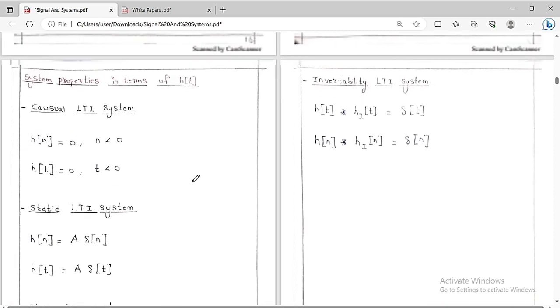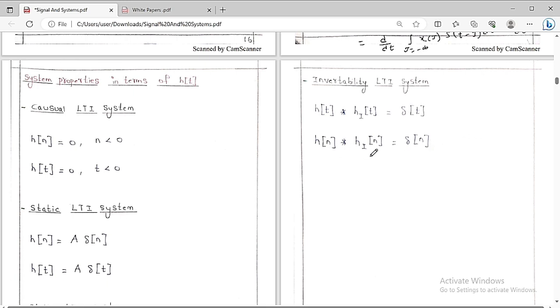Then the invertibility of an LTI system. How can we say whether a given LTI system is invertible or not? For the given system, the impulse response is h of t. For the inverse system, the impulse response is hi of t. If the convolution of these two gives delta of t, then only we can say the system is invertible. Otherwise, it is a non-invertible system.